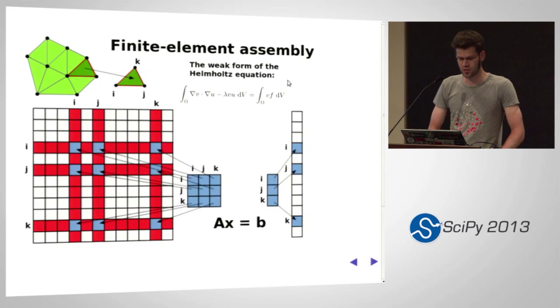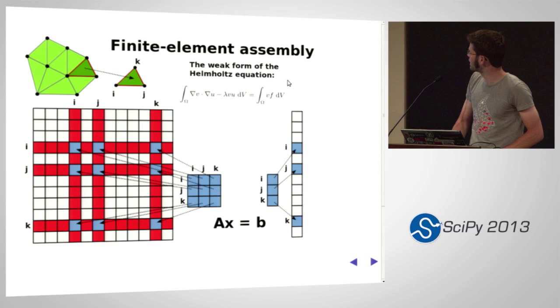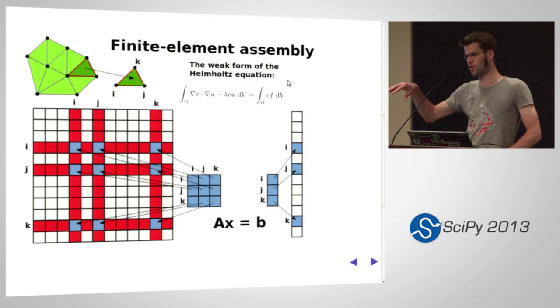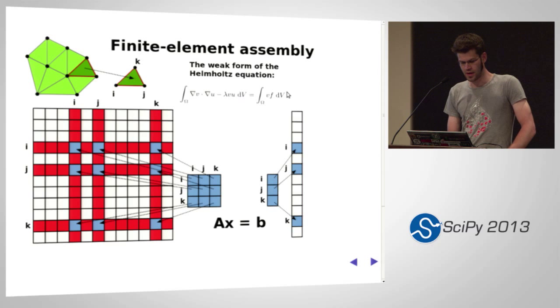I'm assuming that maybe not everyone is familiar with the finite-element method, so this is a very high-level overview. You have a partial differential equation, and you express it in its weak form, as you see for the Helmholtz equation up here. And to do anything with it, you assemble a linear system of equations. So you get a sparse matrix, which you solve with a linear solver.